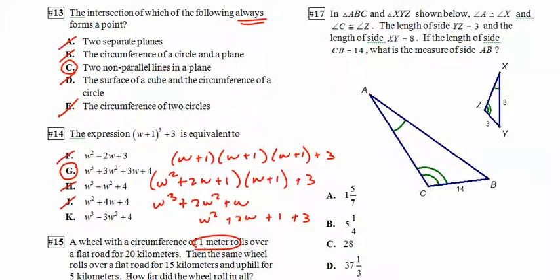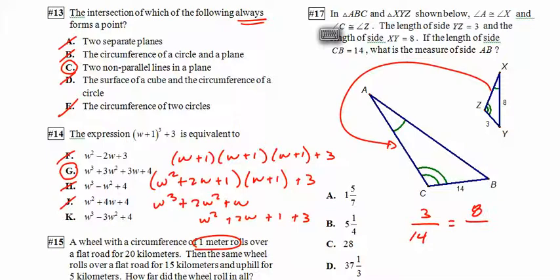So these are similar triangles. The side between Z and X is this side here, so this side goes with this side. Across from Z is 8. So this is the 8 side here, but we're not going to call it 8 because it's not 8 long. So 3 and 14 match up. So 3 over 14 equals 8 over AB.